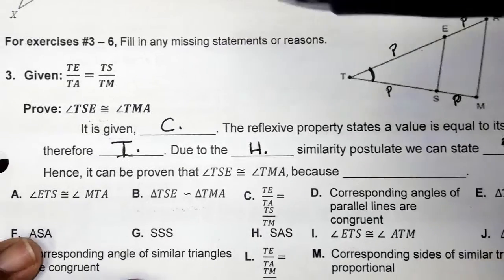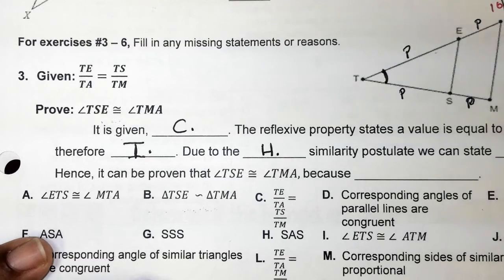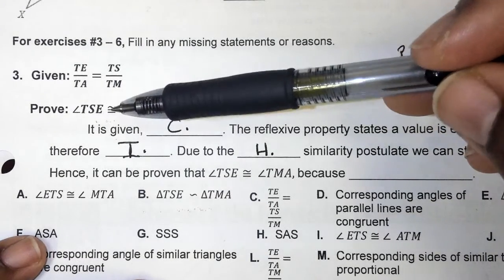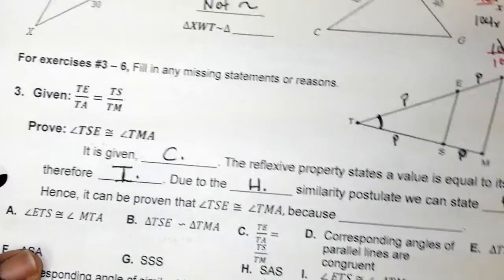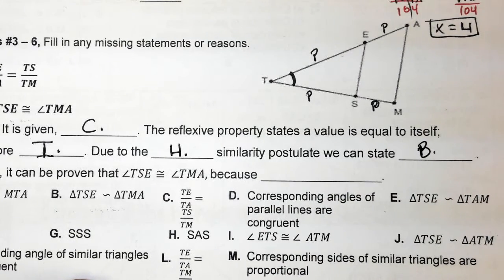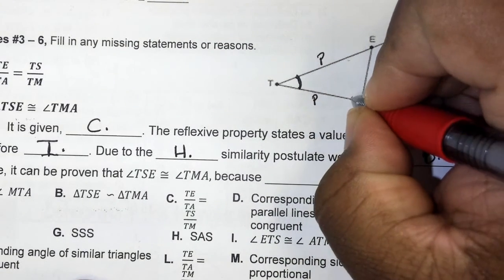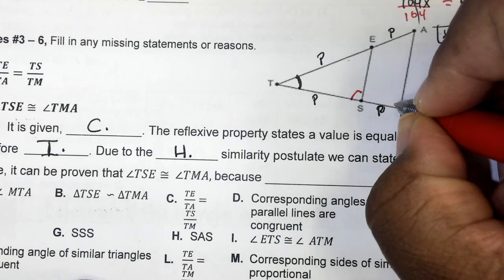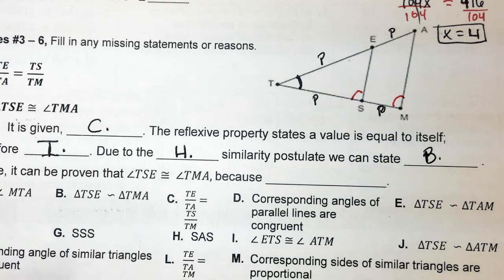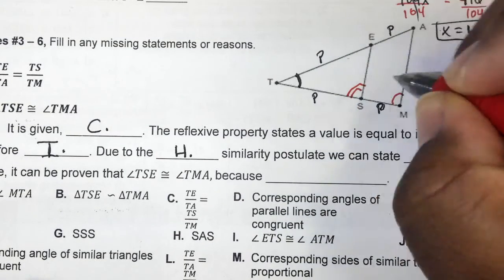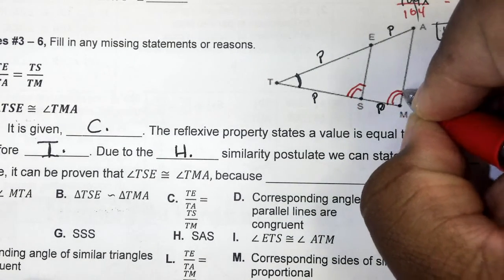And then after that, so now at that point we've proved the triangles similar to each other. On this proof though, they wanted us to take a step further. They wanted us to prove that angle TSE was congruent to angle TMA. I should have marked those earlier, but I'll mark them now. Angle TSE is congruent to angle TMA. Now that we know the triangles are similar, we know all the angles are congruent. But we need to tell why these two angles, TSE and TMA, are congruent.